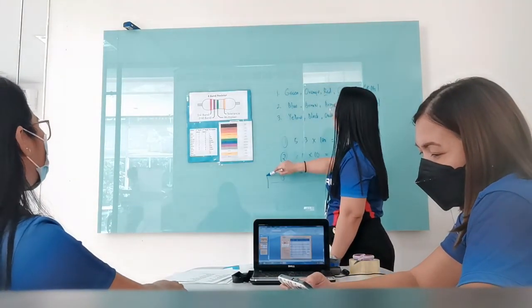Alright, so we are done with the discussion, and before I end the discussion, I will remind you of your assignment. You have to bring a multi-tester or an ohmmeter, because we're going to measure the resistance value of the resistor using this device. We're going to compare the actual value of the resistance from the multi-tester with the value from the color coding chart. So do not forget to bring a multi-tester or ohmmeter next time.